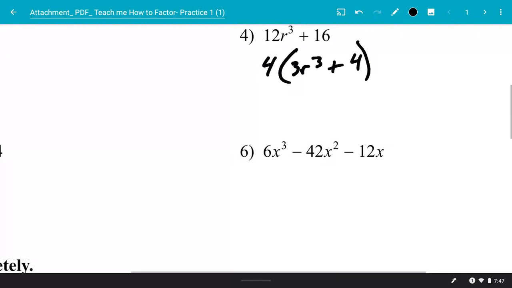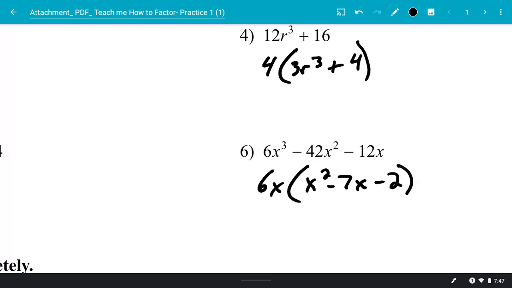Last one, number 6. 6 goes into both 6, 42, and 12. Also, notice that there's a variable in all three, so I can always pull out the smallest of those variables, which will be an x. So I can pull out a 6x out of this whole thing. Then I'm left with x squared minus 7x minus 2. Later, we'll want to factor that as well if it's possible. But for now, that's all we needed to do.